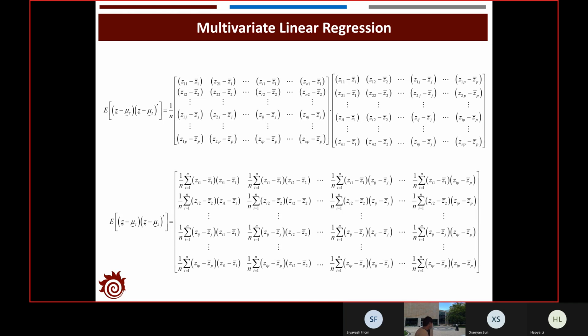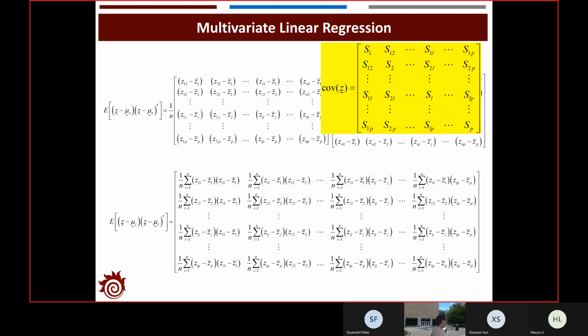The calculation, again, is quite complicated, so I will just help you quickly jump to the result. You can find the covariance of the J's observation and the K's observation with this equation. And then we just write them into the covariance matrix of Z. So this is the covariance of the observations for the independent variables.